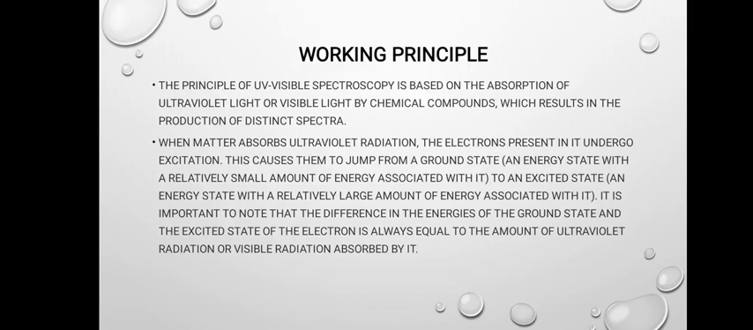The principle of UV visible spectroscopy is based on the absorption of UV light or visible light by chemical compounds, which results in the production of distinct spectra. When matter absorbs ultraviolet radiation, the electrons present in it undergo excitation. This causes them to jump from a ground state, an energy state with a relatively small amount of energy associated with it, to an excited state. It is important to note that the difference in the energies of the ground state and the excited state of the electron is always equal to the amount of ultraviolet radiation or visible radiation absorbed by it.